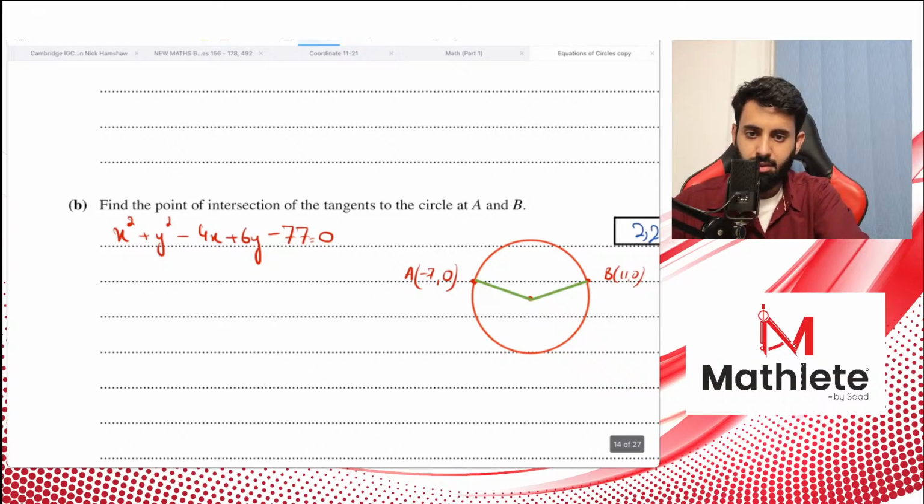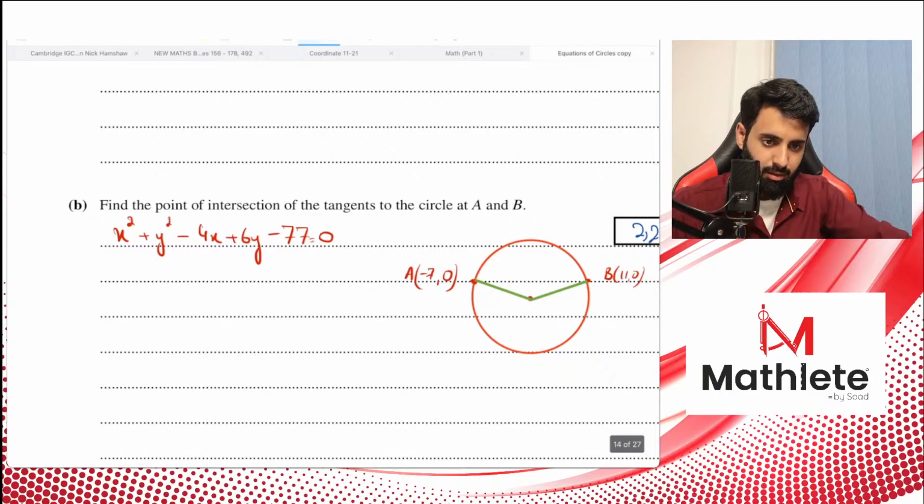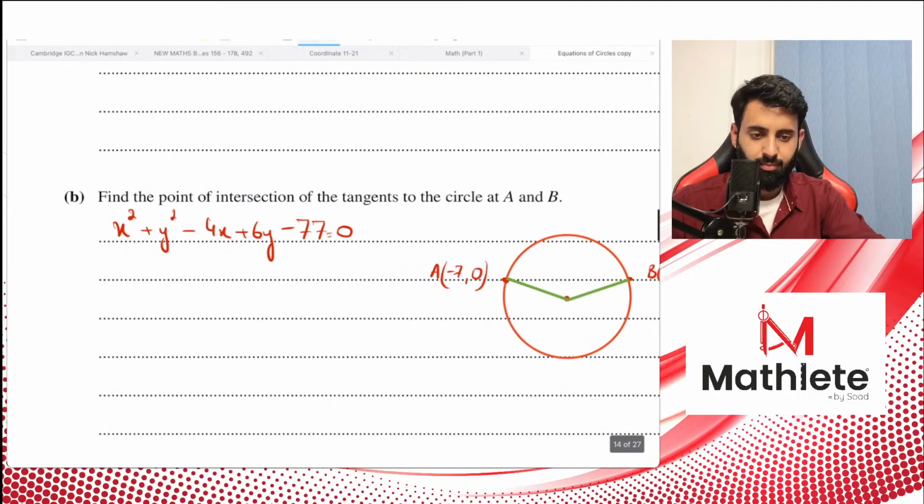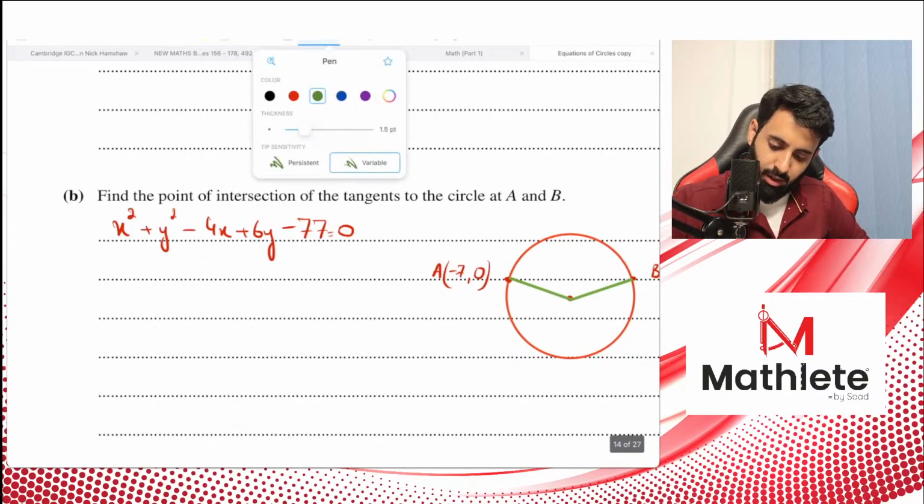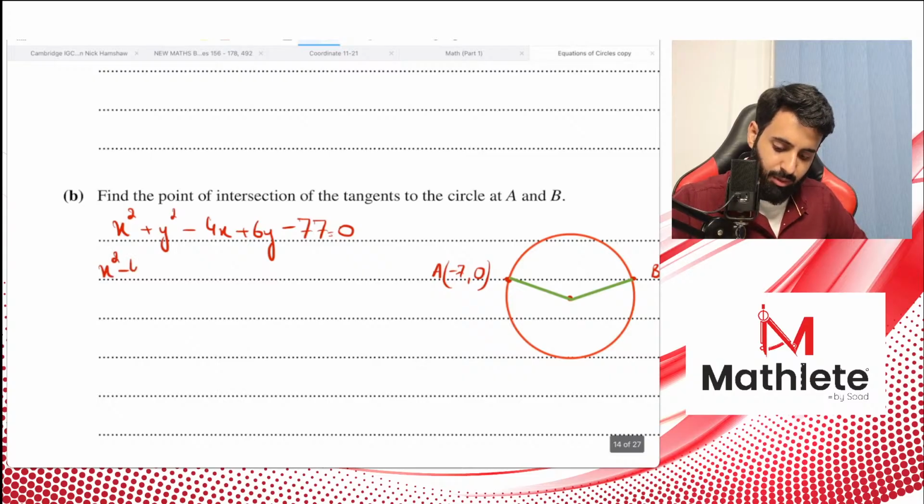Okay, so I'll repeat my question. How to find out the coordinates of the center of the circle? Okay, so here's how this goes. First, you rewrite x squared minus 4x. You leave some space because you're going to add something to complete the square.